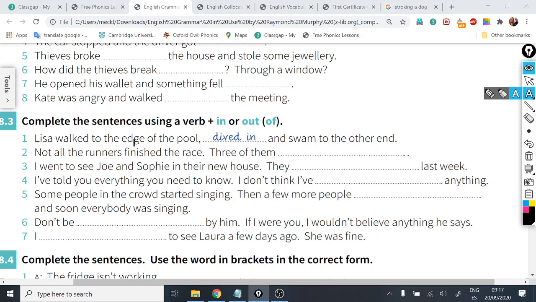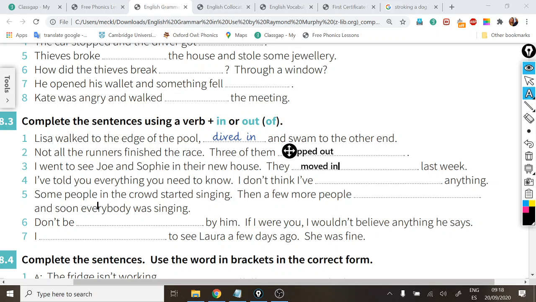Lisa walked to the edge of the pool, dived in, so jumped into the water, and swam to the other end. Sentence number 2. Not all the runners finished the race. Three of them dropped out, abandoned. Okay. I went to see Joe and Sophie in their new house. They moved in, so they moved in last week.